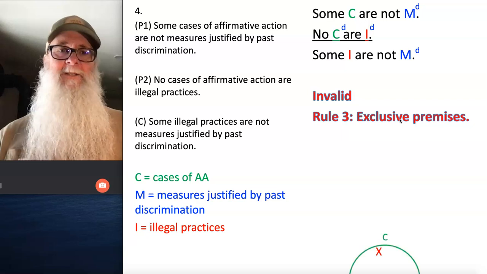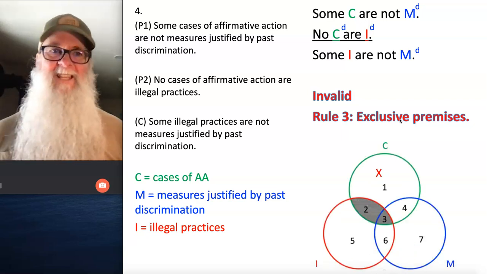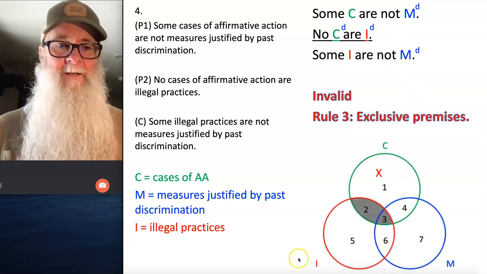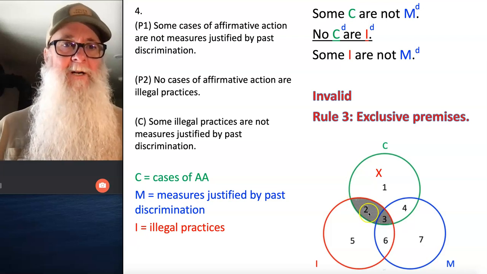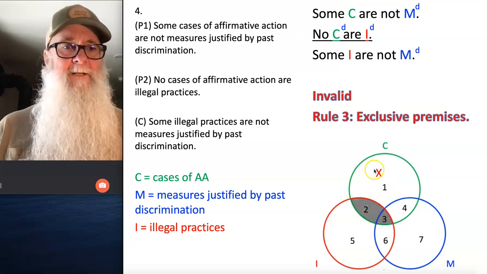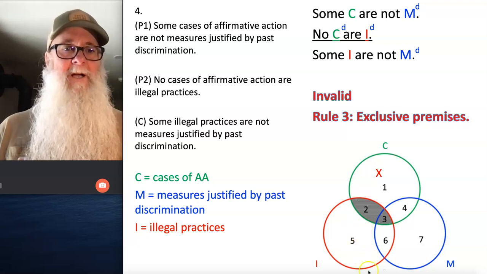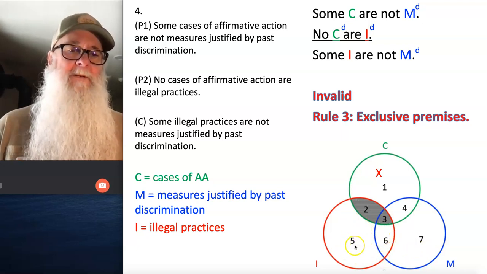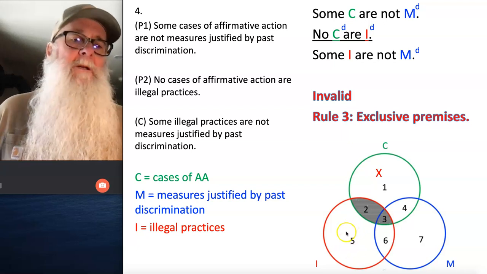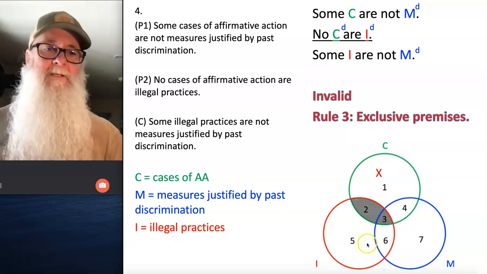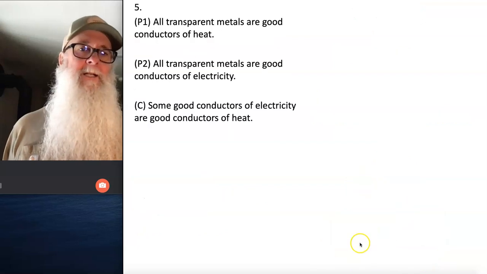Rule number 3 is violated, so this argument is invalid, and we can see that reflected in the Venn diagram when we mark no C are I, and then some C are not M. We don't see that some I are M. Maybe there's some I here in area M, some I are not M. Maybe an X will someday be put in area 5 once we get more premises, but right now we don't know if there's anything there or not.